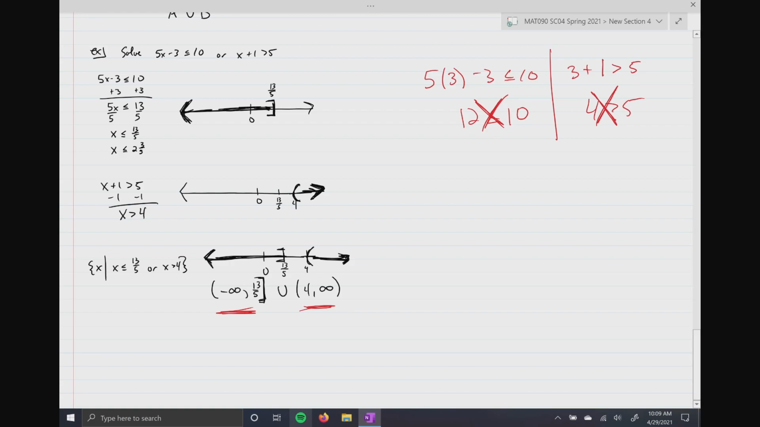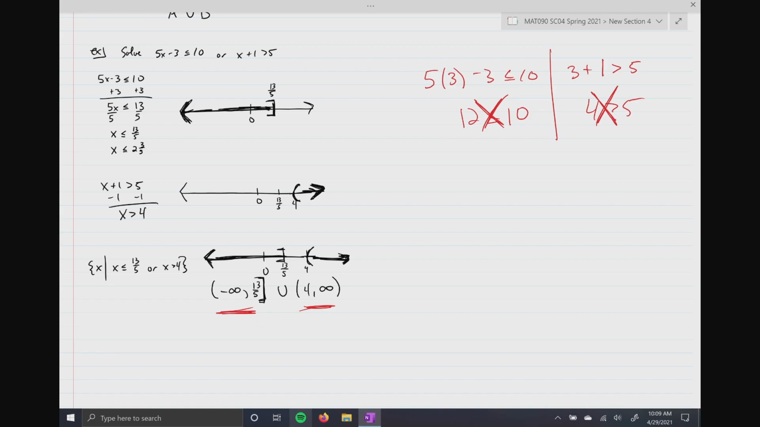So, make sure that you understand what's really happening here. With the or, it doesn't matter what region you pull a number from. It just has to satisfy at least one equation. Okay? If you pick a number that is not in the solution set, it's going to fail both of them. And you need it to work in at least one.